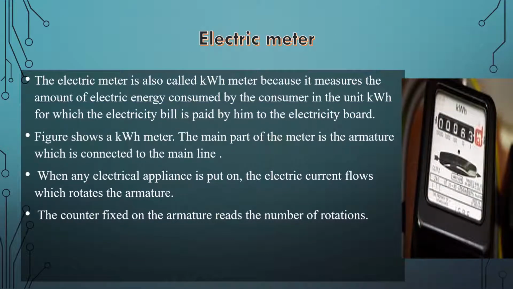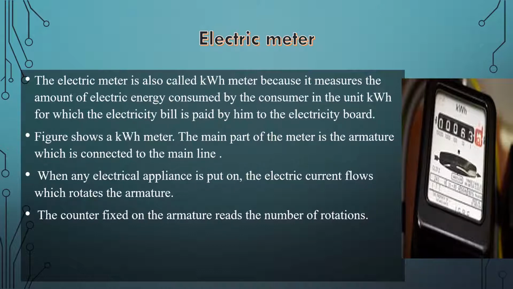Next, we will learn about electric meter. Electric meter, which is also known as kilowatt hour meter, is used to measure the amount of electric energy consumed by the consumer in the unit kilowatt hour, and for this we pay the electricity bill to the electricity board. The given figure shows the kilowatt hour meter, and the main part of this meter is the armature which is connected to the main line.